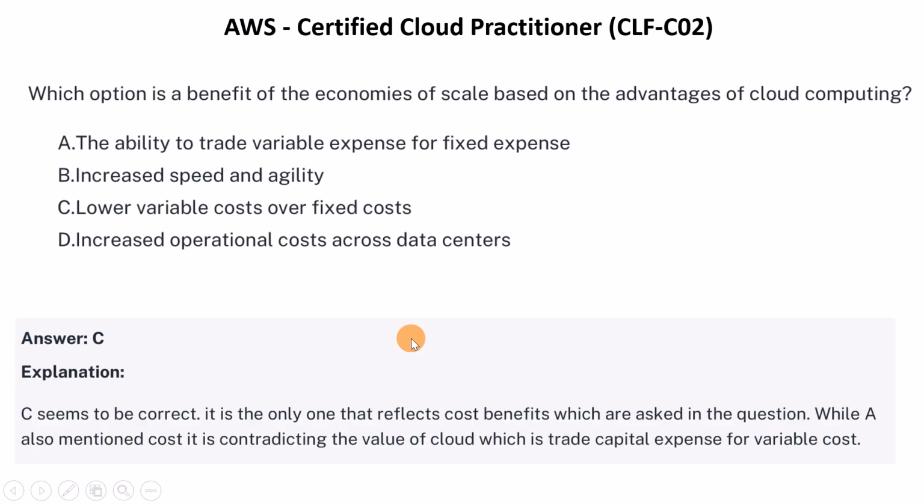The correct answer is option C, lower variable costs over fixed costs. It is the only one that reflects cost benefits which are asked in the question. While option A is also mentioned, it is contradicting the value of cloud, which is trade capital expense for variable cost. Next question.